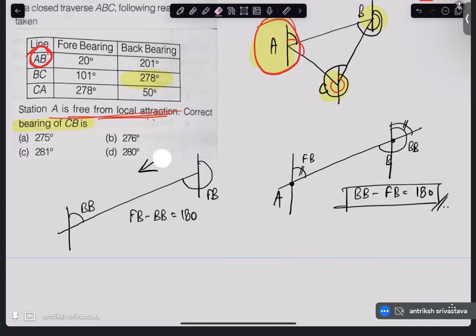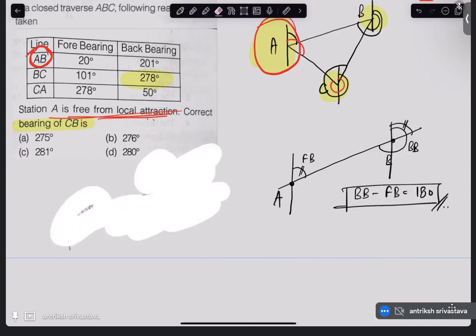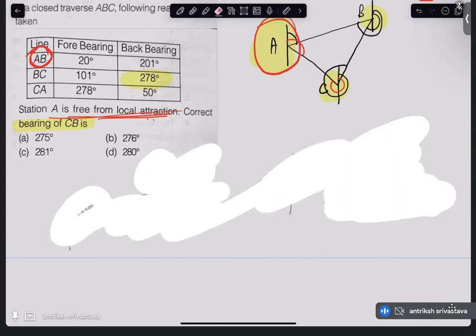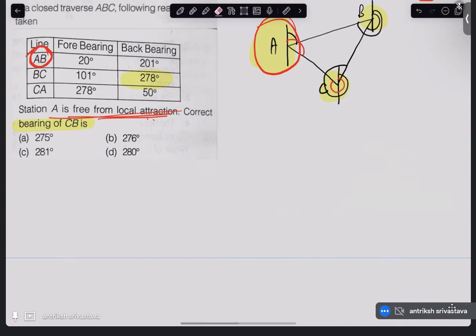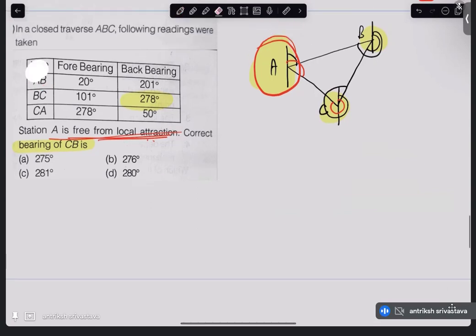So just analyze the value, whichever is greater. You have to see which one is bigger, whether the forward bearing is bigger or back bearing is bigger, and whether you have to do plus 180 degrees or minus 180 degrees to get the other value from the one given to you.